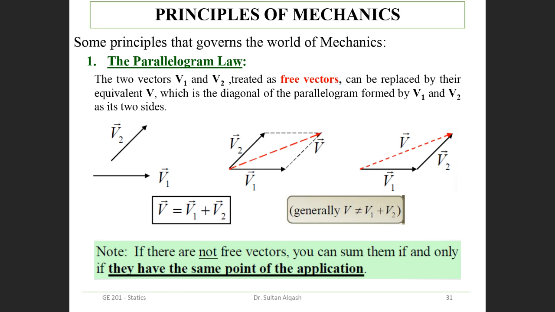Okay, now there are some principles that are really important in mechanics. One principle is called the parallelogram law. It means the parallelogram shape. If I have two vectors, v1 in this direction and v2 in another, without affecting the dimensions or directions, I can bring the end of one of them to the end of the other, as you can see in the second picture. Now I can find the resultant, which is v.